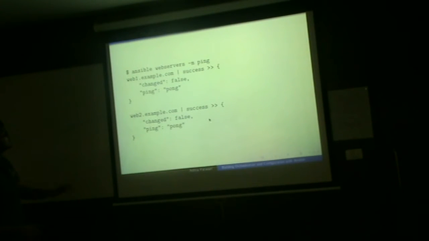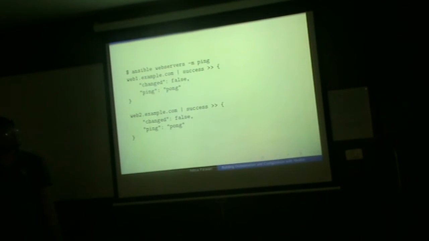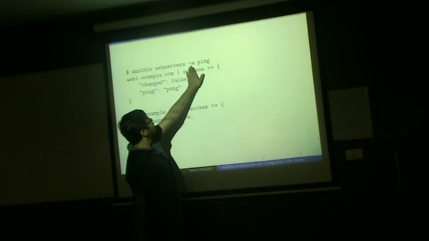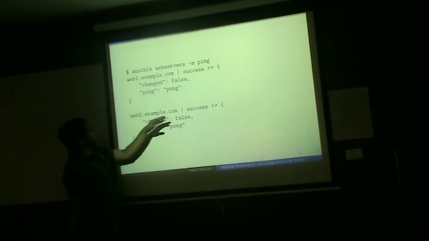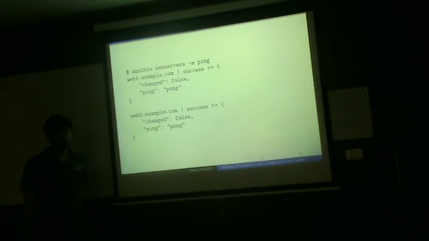So this is an example of how you run ad hoc stuff. For example, if you want to see whether your web servers are alive or not, what you can do is run ansible webserver -m, where m stands for module. What module to run? The ping module. So I'm just going to run ping to all my web servers, and all the web servers which are alive will reply with a pong. So you can run ad hoc commands.